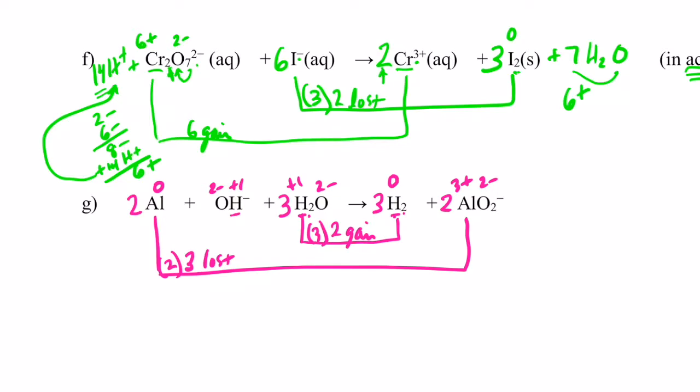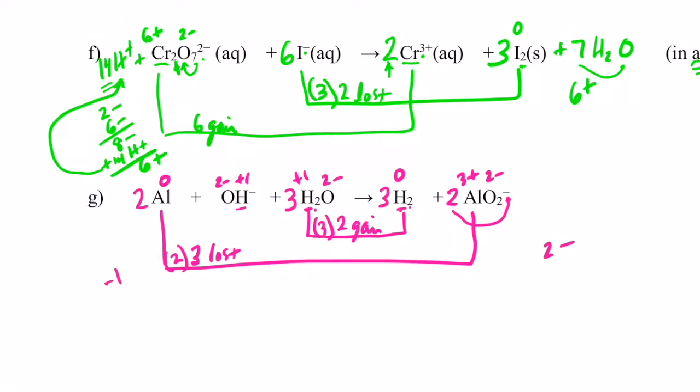Now let's balance the ionic charge. We have a -1 because of my hydroxide on the left-hand side, and 2 negatives because of the 2 AlO2 negatives on the right-hand side. Now it doesn't say whether it's acidic or basic, so we will assume it's acidic. So we will add a proton to the right-hand side to give me -1 on that side as well. So we'll write that in as plus H plus.